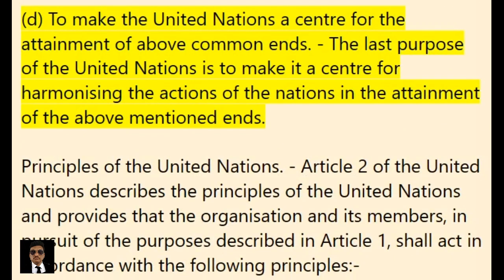D. To make the United Nations a center for the attainment of above common ends. The last purpose of the United Nations is to make it a center for harmonizing the actions of the nations in the attainment of the above-mentioned ends.